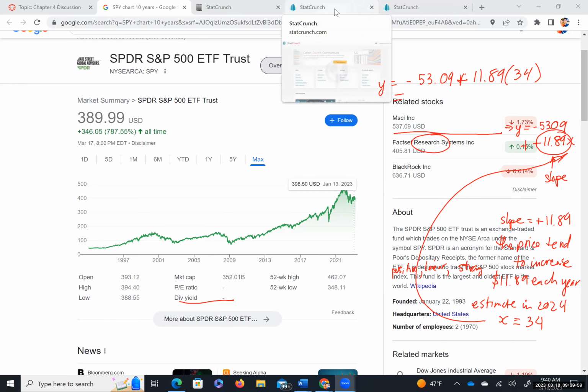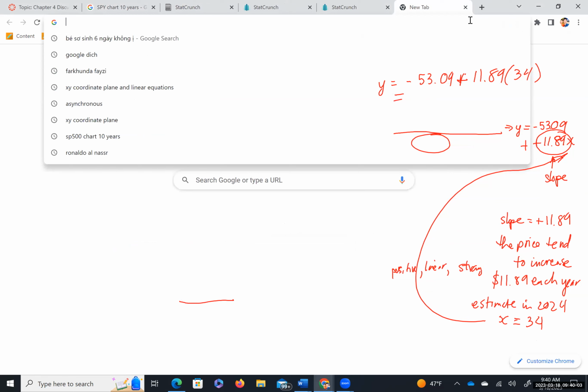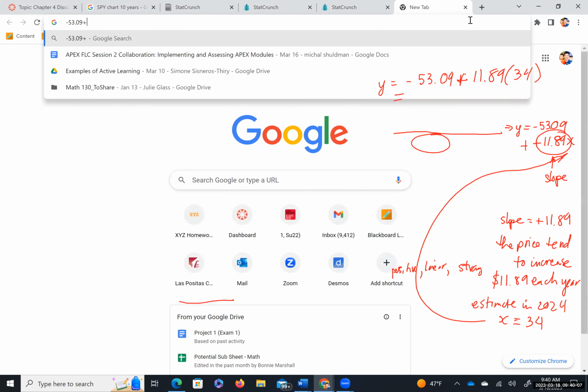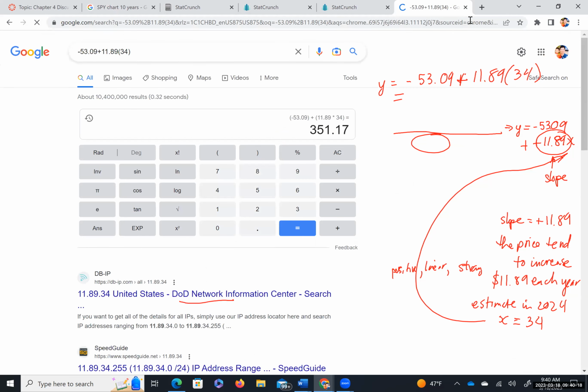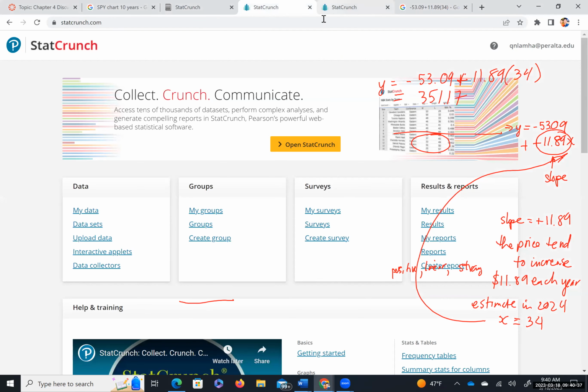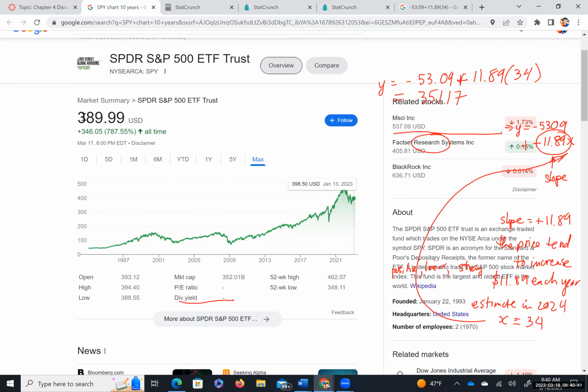Let's calculate that. So I have negative 53.09 adding with 11.89 times 34. What is that equal to? I'm going to guess it's about 351.17. So let's take a look at the SPY right now. The SPY right now is about 389.99, which is still above this estimate, right?